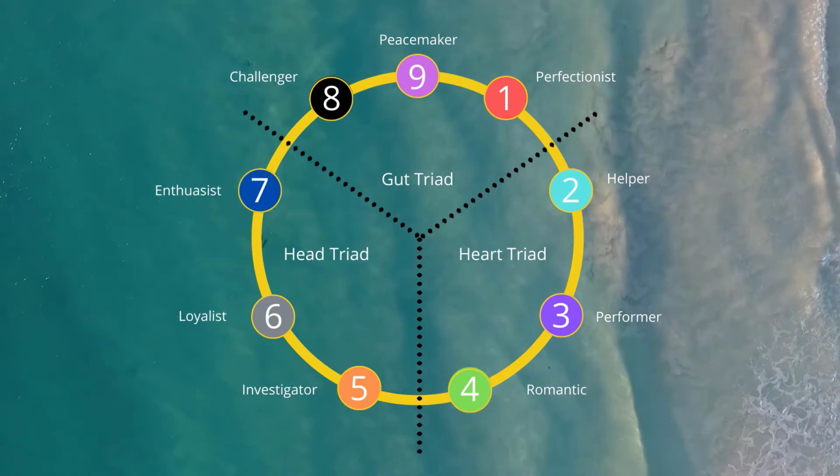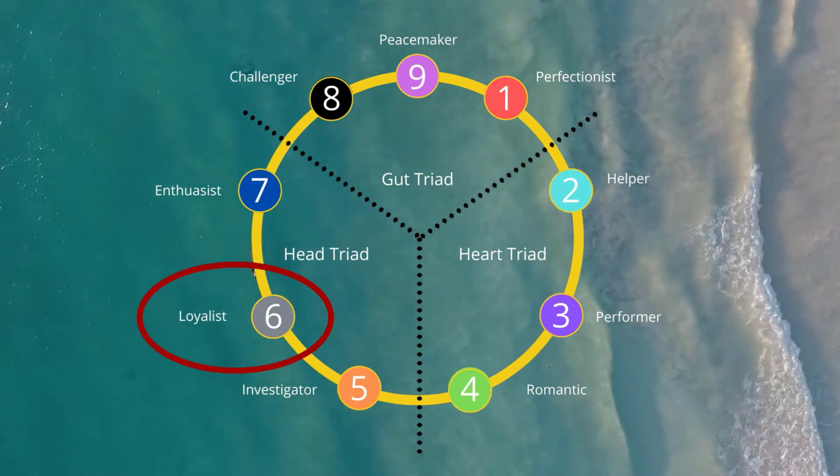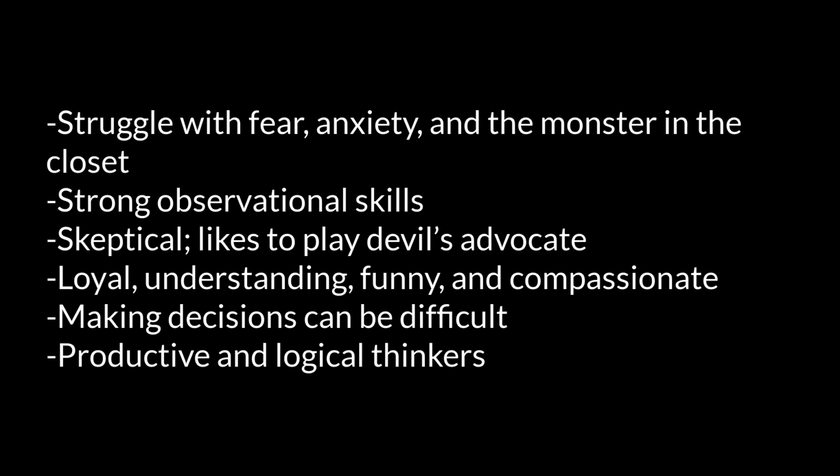Enneagram type number 6, the loyalist. Think Tom Hanks, Meg Ryan, Hugh Grant. Or if you're into Harry Potter, Ron Weasley was absolutely a 6. Struggle with fear, anxiety, and the monster in the closet. Strong observational skills. I guess except for Ron in that situation. Skeptical, likes to play devil's advocate. Loyal, understanding, funny, and compassionate. Making decisions can be difficult. Productive and logical thinkers.